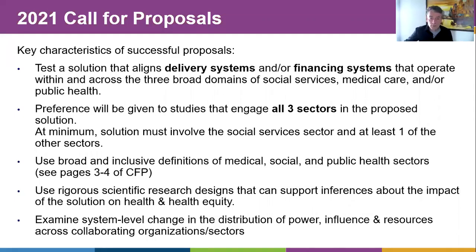And then finally, again, to remember, we're interested in studying these solutions from a systems level perspective. We're looking at studies that can examine system level change, the impact of the solution in terms of generating systems level change on the distribution of power, influence, and resources across collaborating organizations. The crux of solving the wrong pocket problem is more equitably distributing those costs and benefits across collaborating organizations and sectors.